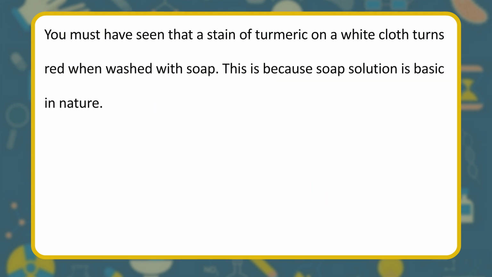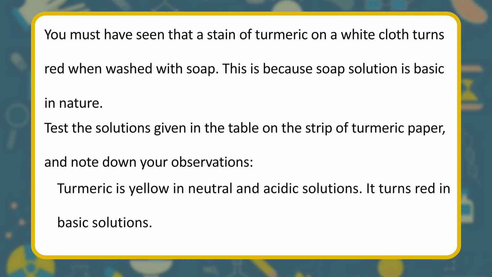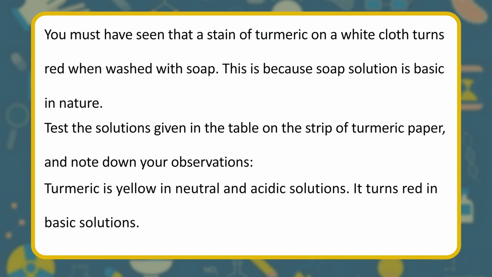You must have seen that a stain of turmeric on a white cloth turns red when washed with soap. This is because soap solution is basic in nature. Test the solutions given in the table on the strip of turmeric paper, and note down your observations. Turmeric is yellow in neutral and acidic solutions. It turns red in basic solutions.